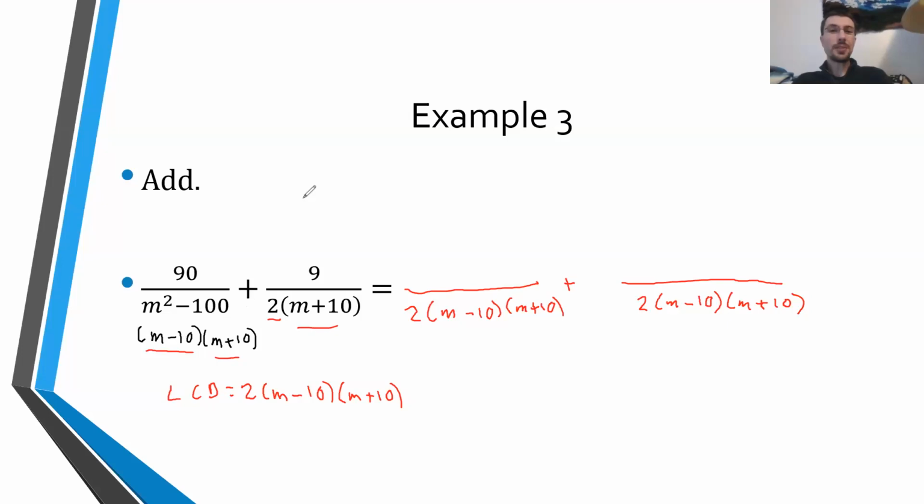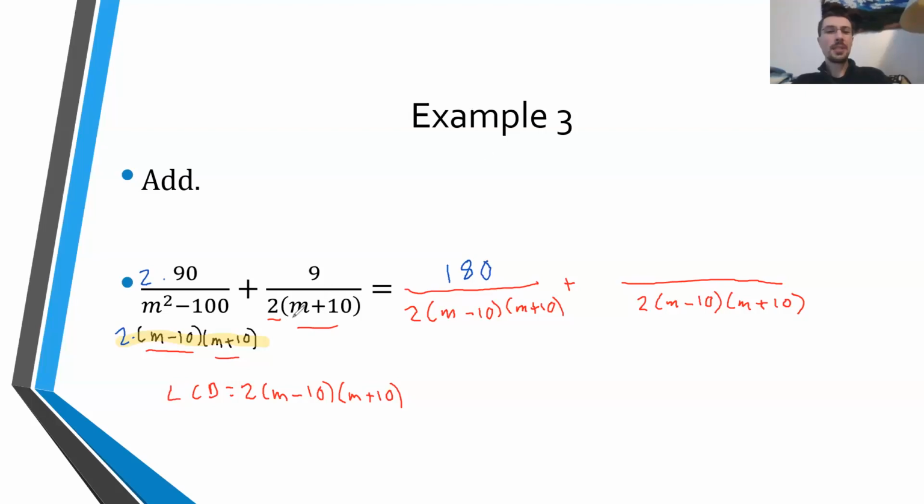What is the first denominator missing from the LCD? It's missing a 2. So multiply the top and the bottom of the first fraction by 2, which will give you 180 as your numerator.